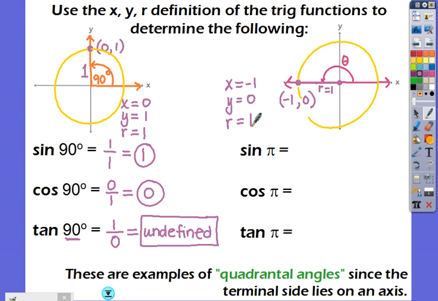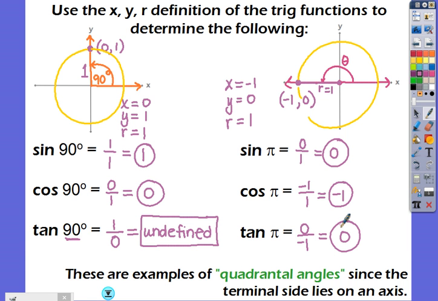So no problem. Now we can do sine of 180 degrees. Sine of pi in radians would be y over r. Cosine, x over r. Tangent, y over x. 0 divided by negative 1 is 0, so this one is defined. Those are quadrantal angles. I don't think they're all that hard, but we're not making a triangle at all. We're just relying on our x, our y, and our r.